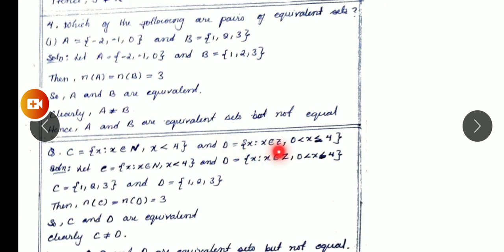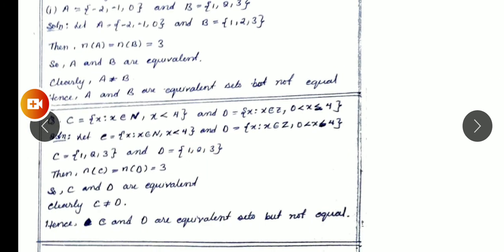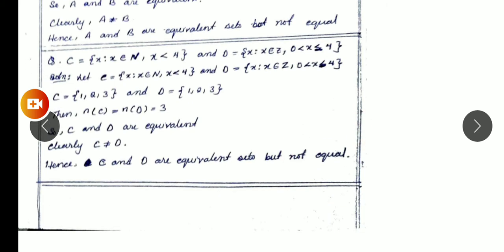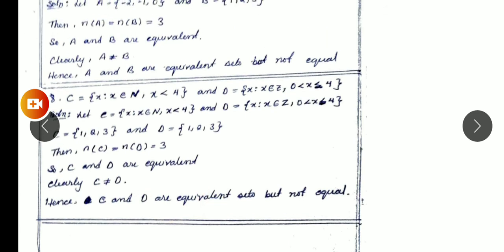The set D is integers. X belongs to Z means an integer which is greater than 0 but less than 4, not equal to 4. Less than 4 means between 0 and 4 we have the integers 1, 2, 3. This one is also 1, 2, 3. So this is an equivalent set.